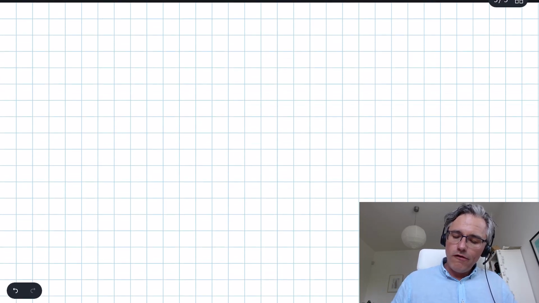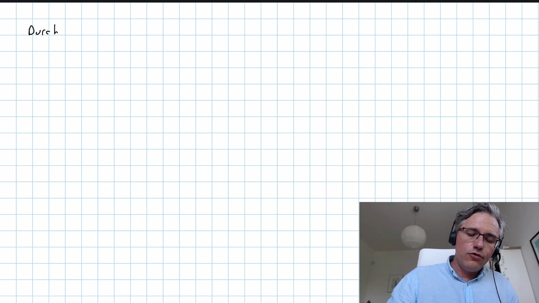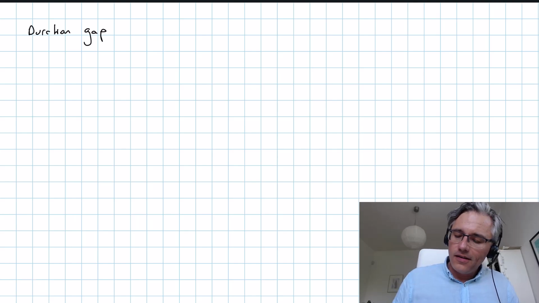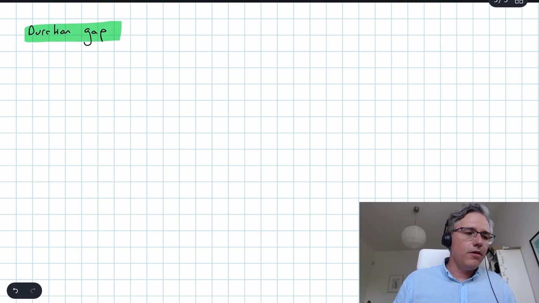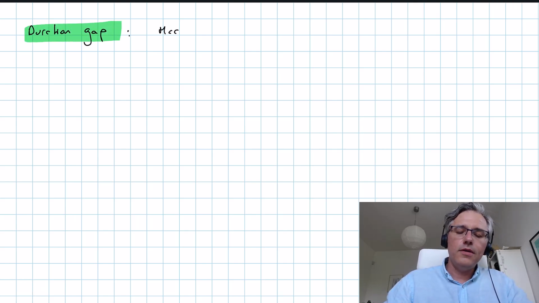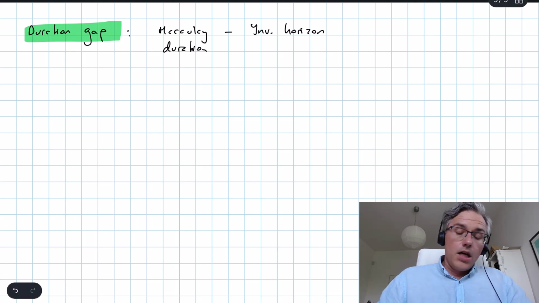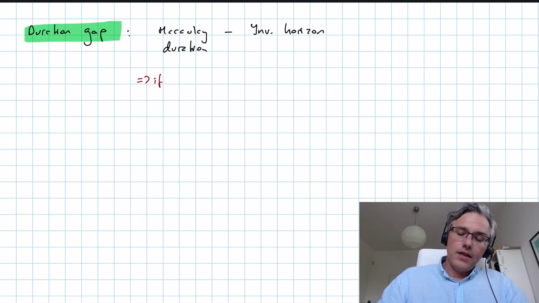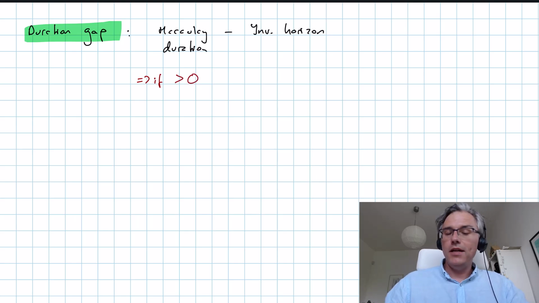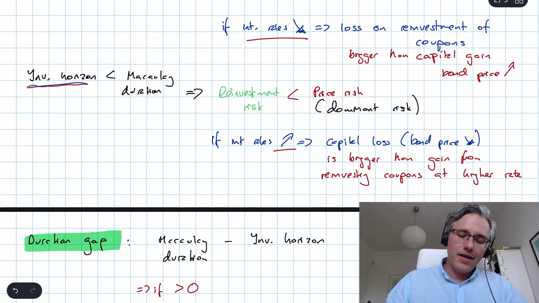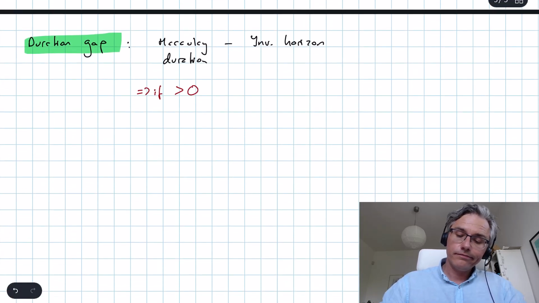Now, one more thing that you need to know, the so-called duration gap. It comes at the end, but it's nevertheless very, very important. This is the difference between Macaulay duration for an investment and the investment horizon. So, if this gap is above zero, meaning Macaulay duration is higher than the investment horizon, the dominant risk is going to be price risk.